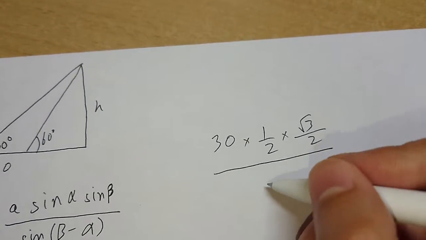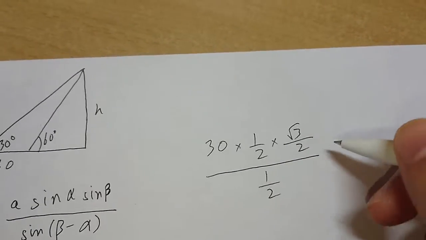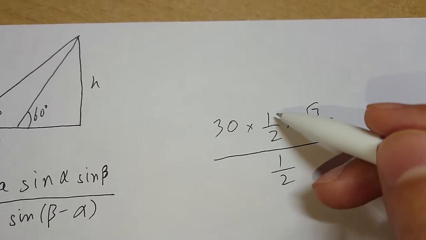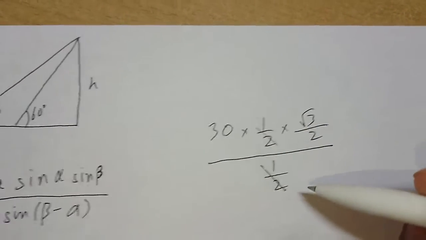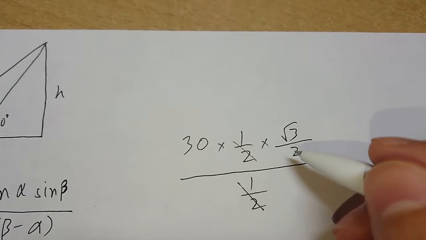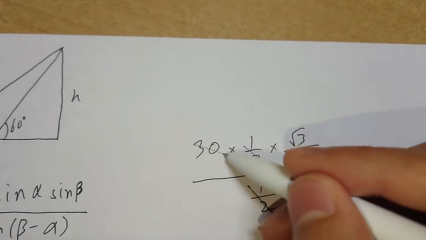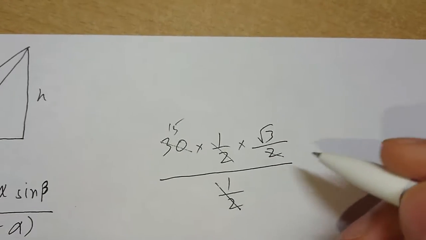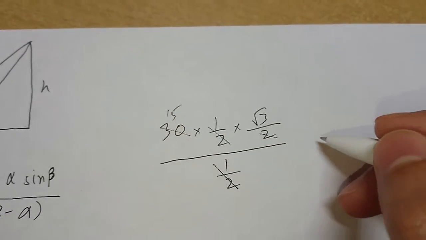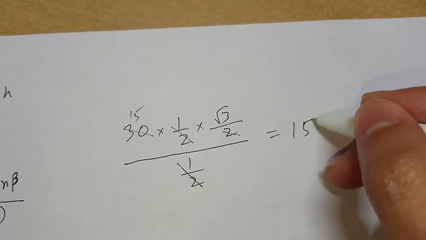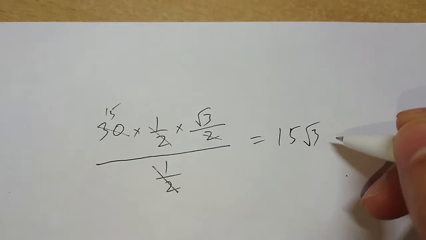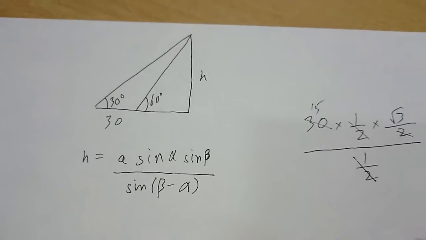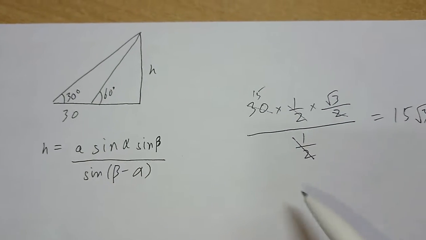Sine of 30 degrees is 1 over 2, and you can see that we can cancel these two, and these two, and we can write it as 15, and these two also get cancelled, and we are left with 15 square root 3 meters is the height of this tower. No tangents required at all.